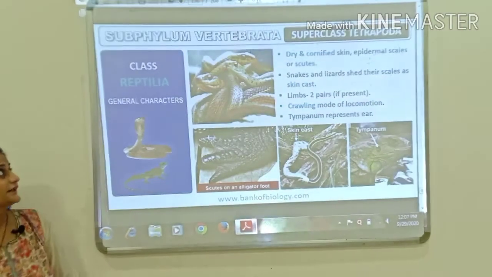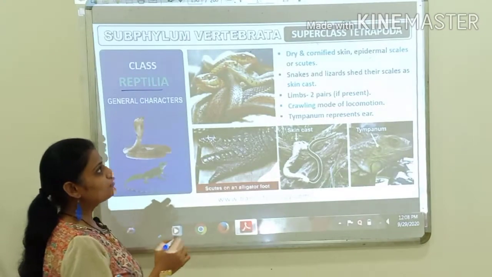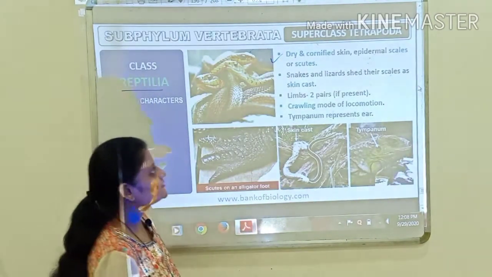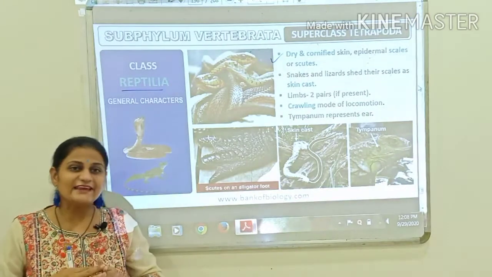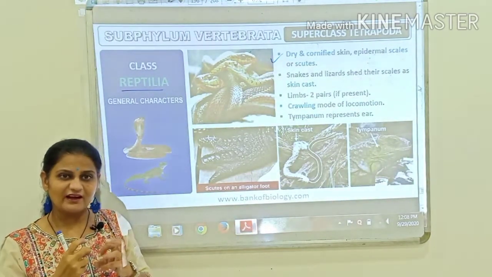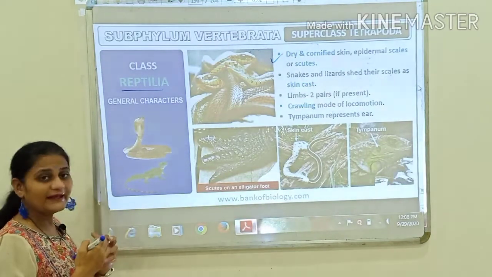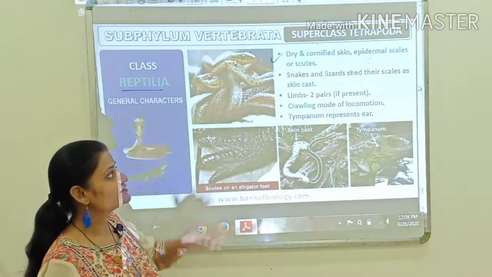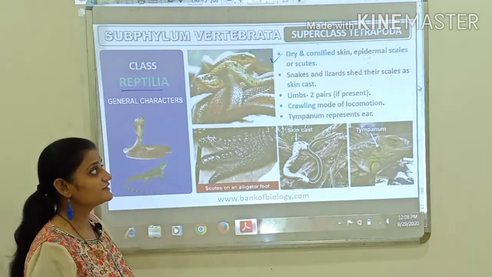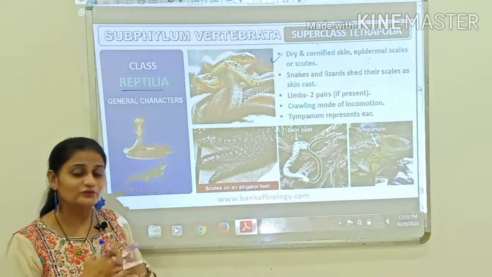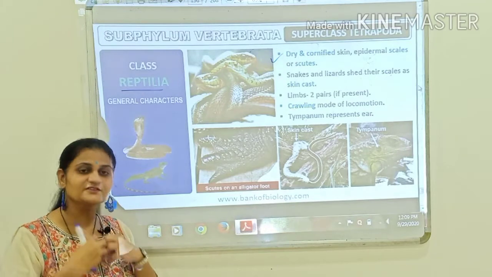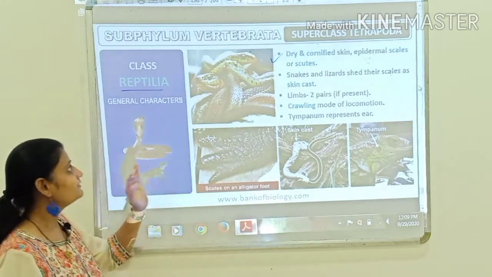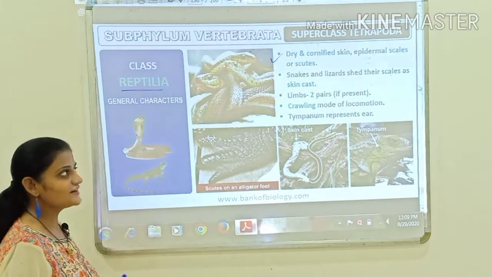The second class is the class Reptilia. The first general feature is they have dry and cornified skin, with epidermal scales or scutes. Their skin is very dry. Cornified means they have the spiny skin. And they have scales on their body, that are called the scutes, right? Snakes and lizards shed their scales as the skin cast. ठीक है, ये तुम लोग ने जनरली सुना होगा कि snakes हैं, lizards हैं, अपनी स्किन को निकालते हैं. That is called the shedding of the skin, and it is the skin cast which is being observed in the members belonging to this class, that is Reptilia.